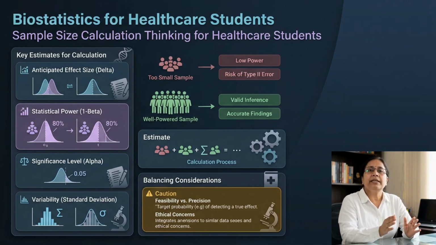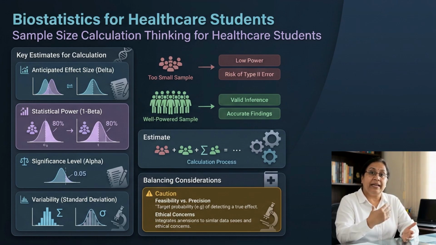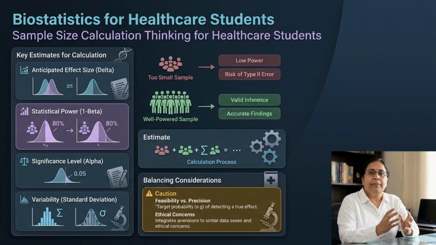Welcome back to Biostatistics for healthcare students. In the previous video, we understood parametric and non-parametric tests in a simple way. Now we move on to a topic that many students find intimidating even before they begin their studies: sample size. The good news is this. At the beginner level, sample size should first be understood as a conceptual idea, not as a formula to fear. In this video, we will make that thinking simple and practical.